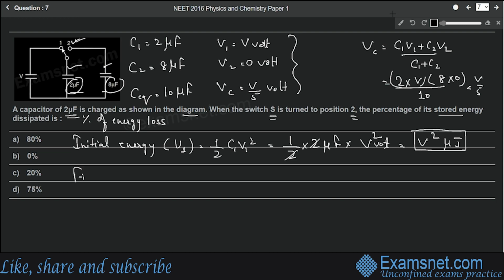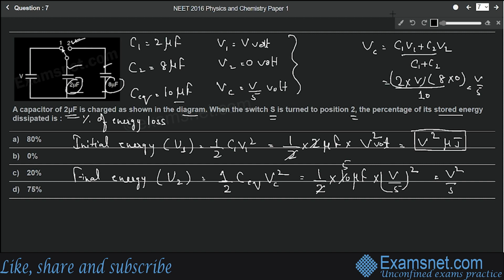Now what is the final energy? In the second case, both the capacitors are charged, right? So U2 will be equal to half into C equivalent into square of common potential, because both the capacitors will be used in this case. So half, and C equivalent is equal to 10 microfarad, and common potential is equal to V by 5, so square of V by 5. What do we get here? 2 into 5 is 10. So this is equal to V square by 5 microjoule. This is the final energy.